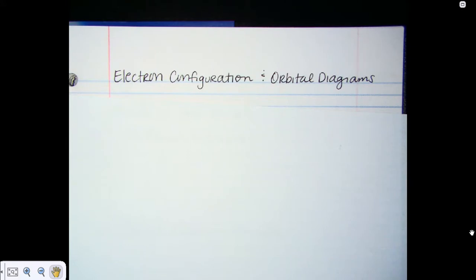Okay, so we're going to go through your rules and procedures for electron configurations and orbital diagrams. Remembering that electron configuration is simply a list of the energy levels, the sublevels, and the orbitals where the electrons can be found. And the orbital diagram is the visual depiction of those levels, sublevels, and orbitals. And so we need to go over the rules of the road.